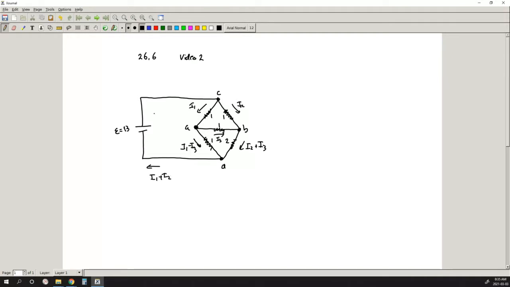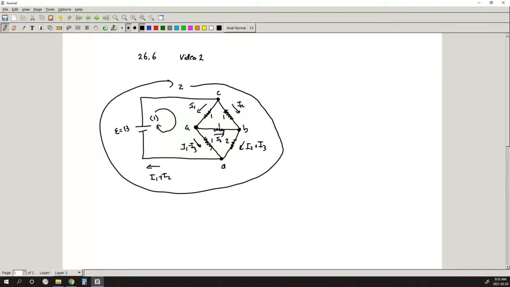They drew in a loop here where they were going in this direction. They called that loop 1. They called this big loop around the outside loop 2, and they did a loop 3 here, which is hard to draw in there.